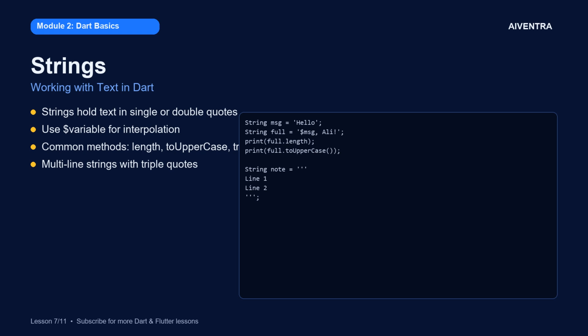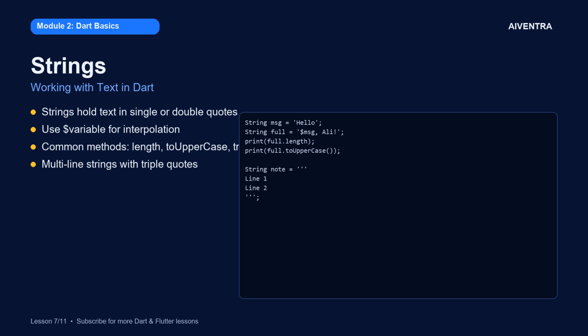Key point 2. Use $variable for interpolation. Key point 3. Common methods: length, toUpperCase, trim. These are important because they help you write clean, predictable Dart code and avoid common beginner mistakes.